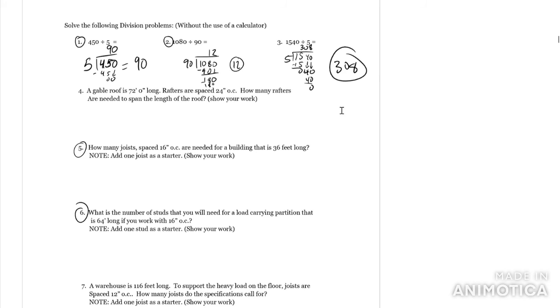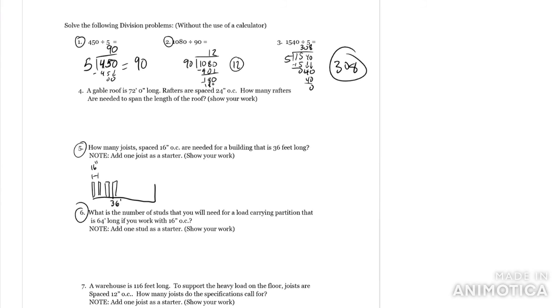Next up, the word problems surrounding division are a little bit complicated, but how many joists, spaced 16-inch OC, are needed for a building that is 36 feet long? So there's 2 parts to this. Basically, if we think about it, there is a house or a building 36 feet, and every 16 inches I need to have some sort of stud or beam. So each one of these is 16 inches apart.